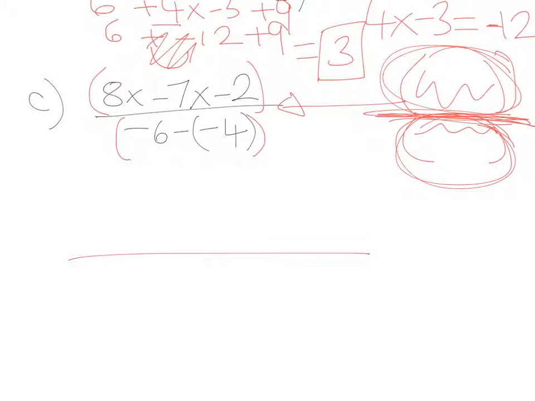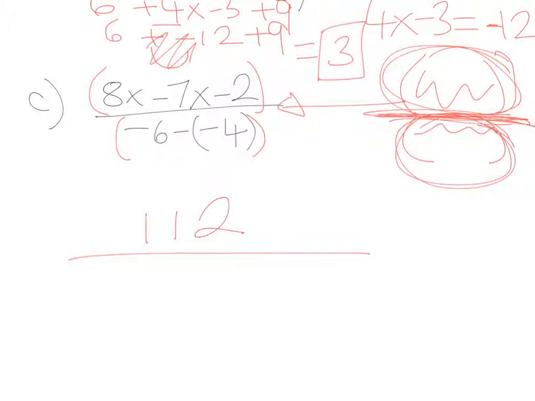My numerator has only multiplication, so I've got 8 multiplied by negative 7 multiplied by negative 2. I've already got a negative and a negative, so I've got a pair of negatives, so my answer can be positive. 8 times 7 is 56, times 2 is 112. So that's my numerator.